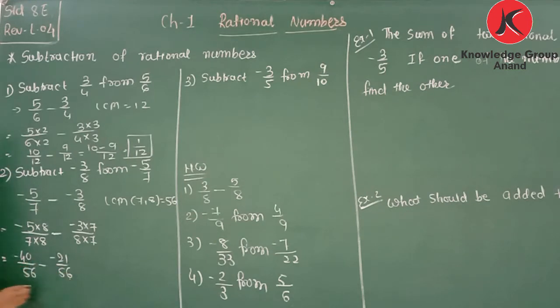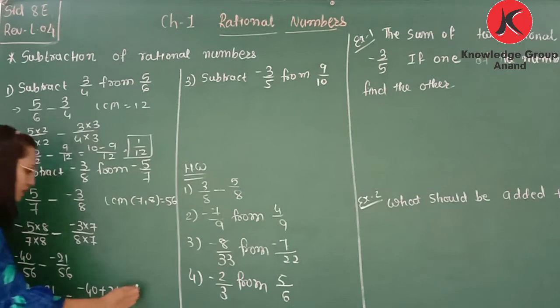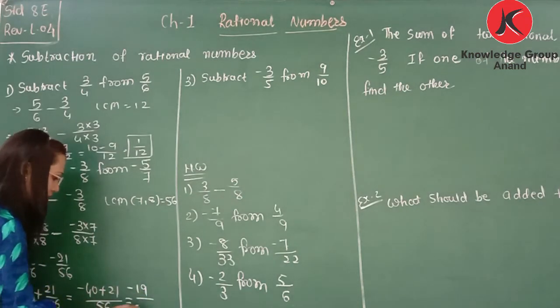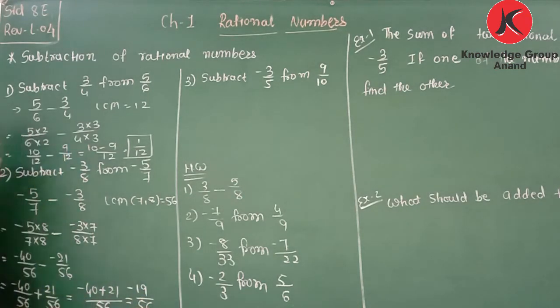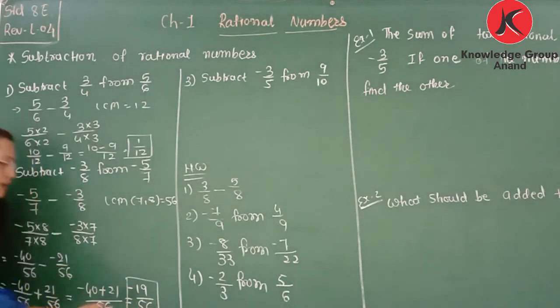Now minus minus becomes plus, so minus 40 by 56 plus 21 by 56. Here minus 40 plus 21, so you can write minus 40 plus 21 whole divided by 56. Now one is negative, one is positive, so subtract. So we will get 19, and because the bigger number is negative, it is minus 19 by 56. So this will be our answer.